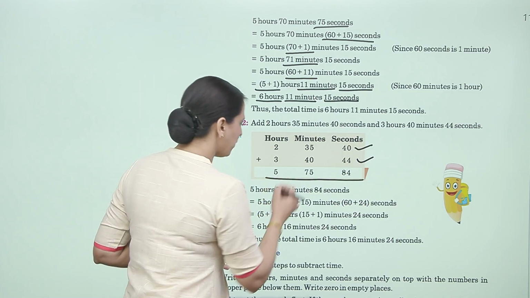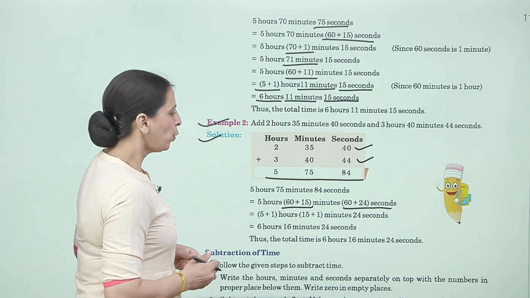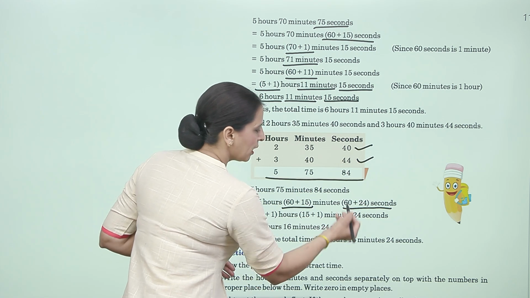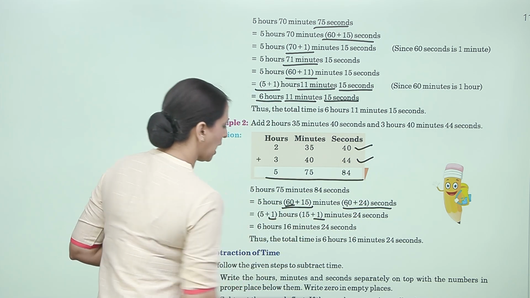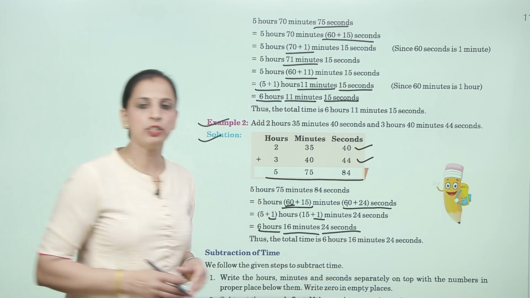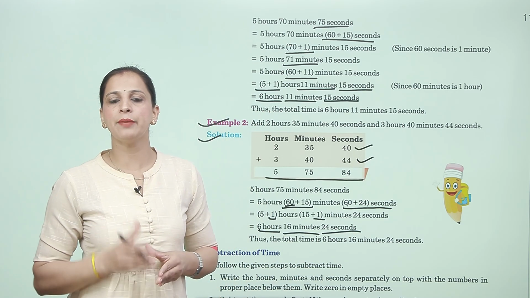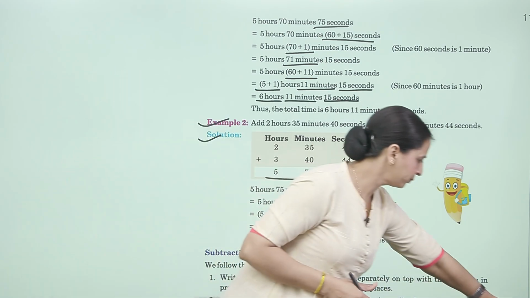84 and 75 both, it becomes 60 plus 15, it becomes 60 plus 24. So 60 seconds makes 1 minute and 60 minutes makes 1 hour. It becomes 6 hours 16 minutes and 24 seconds. Thus, the total time is 6 hours 16 minutes and 24 seconds.